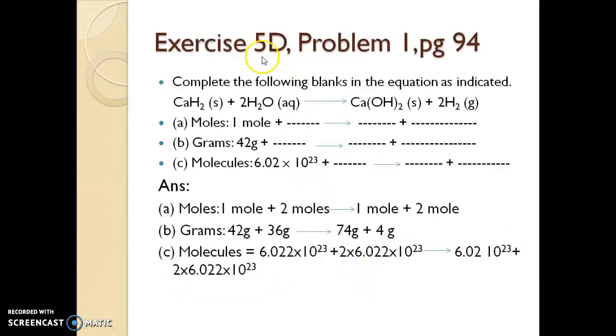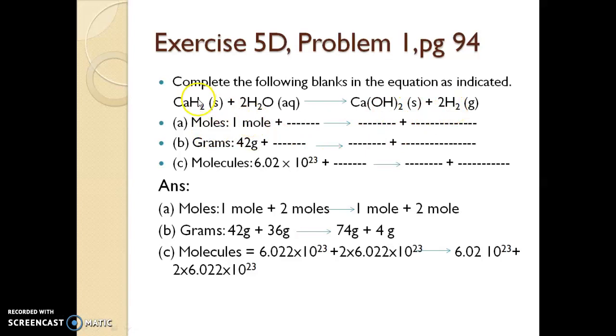Now we'll move to exercise 5D, problem 1, page 94. If you do this one, you can have a practice of all terms like moles, grams and molecules. I have done this one for you. It is calcium hydride plus water gives you calcium hydroxide plus hydrogen.